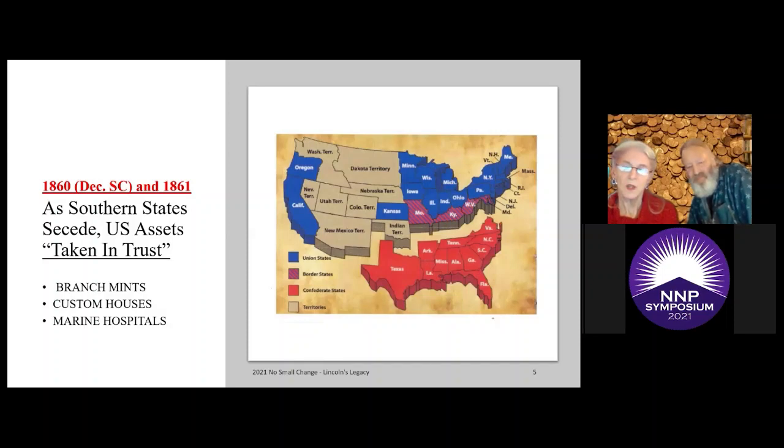The US Treasury in 1859, for that particular year, had a total of $81 million in income.